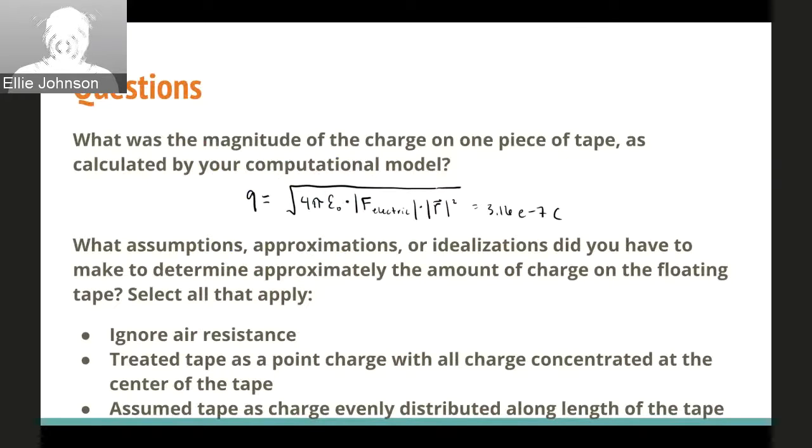I was also asked to answer these questions, including this first one, which is what is the magnitude of the charge on one piece of tape as calculated by my computational model. And I used the below equation to calculate that. It was 3.16 e to the negative 7 coulombs. And what assumptions or approximations did I use? I ignored air resistance. I treated the tape as a point charge with all charges concentrated at the center of the tape, and I assumed that the charge was evenly distributed along the length of the tape.